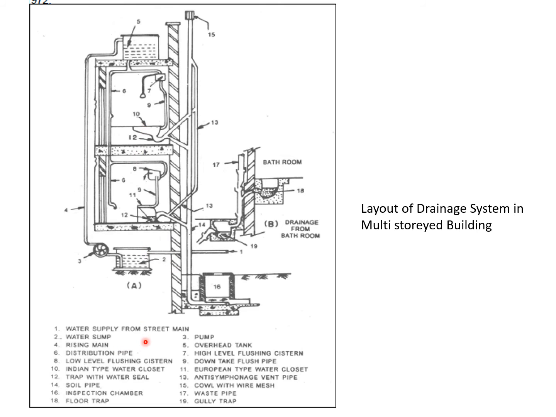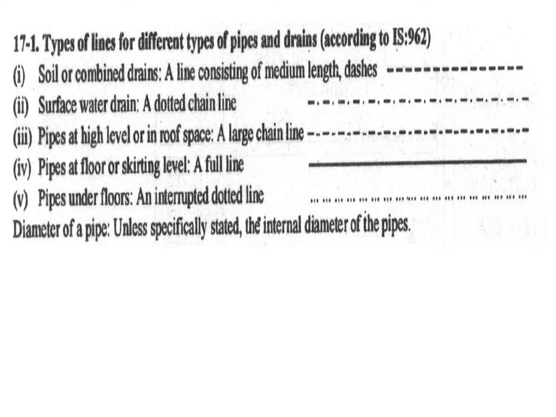So it includes distribution pipes, lower level flushing cisterns, Indian type trap with water seals, soil pipes, inspection chambers, flow traps, pump, overhead tanks, high level flushing, down take flushing, European tanks, anti-siphonage vent pipes, cowls, waste pipes and gully traps. So these are the different parts of the cross section of my multi-story building. These are some notations that we normally use whenever we are preparing this kind of water supply and sewage systems.